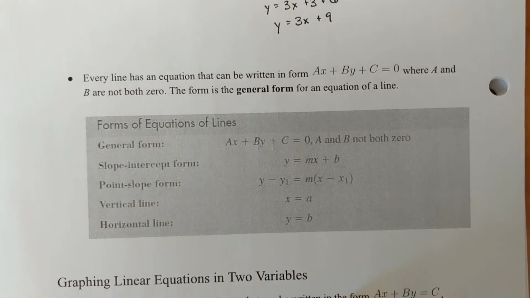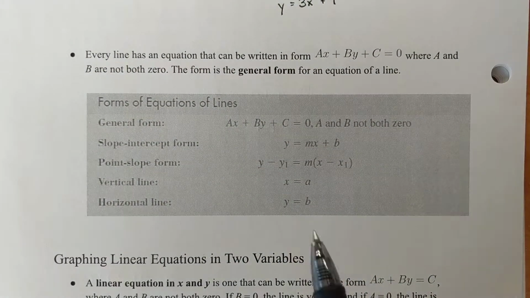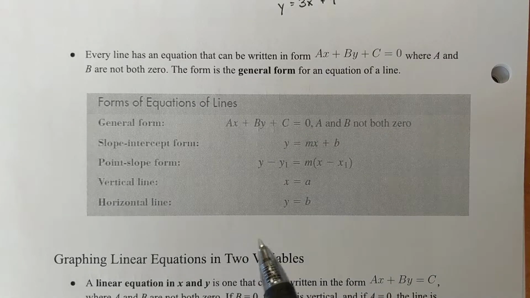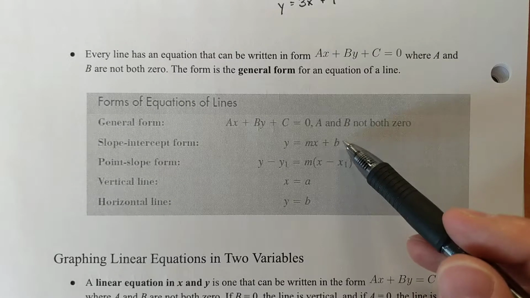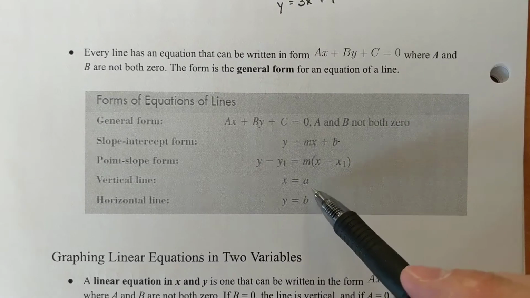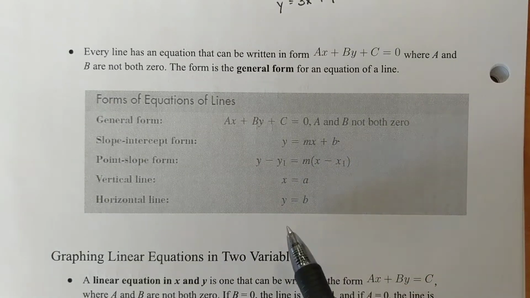Down here, you have the general form, which is ax plus by equals c, where a and b are both not 0. So the rest of these are just reminders of various things. So there's your slope-intercept, your point slope. Vertical lines are always x equals a number, and horizontal lines are always y equals a number.